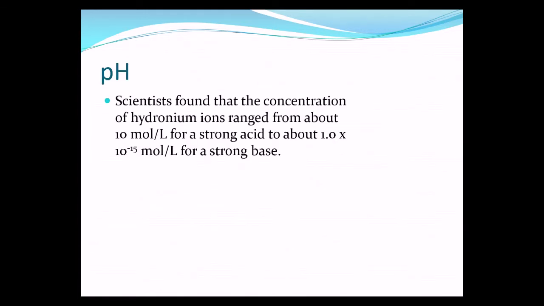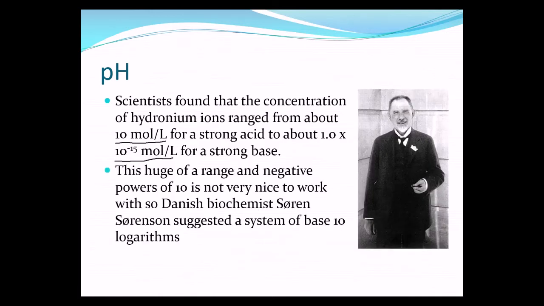Very strong acids can have a concentration of 10 moles per liter, right? And a strong base isn't going to have a lot of hydronium in it, so it can be 10 to the negative 15. So this is a huge range, right? They're trillions and trillions of times different between a strong acid and a strong base. So we don't want to deal with things with this big of a range.